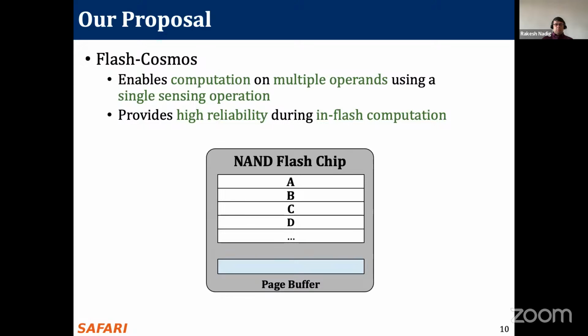So if we look at the same flash chip where we have operands stored in different flash pages, in Flash Cosmos, the computation happens in this fashion. We read all the operands simultaneously, and this results in the result of the bitwise operation accumulated in the page buffer in one shot.